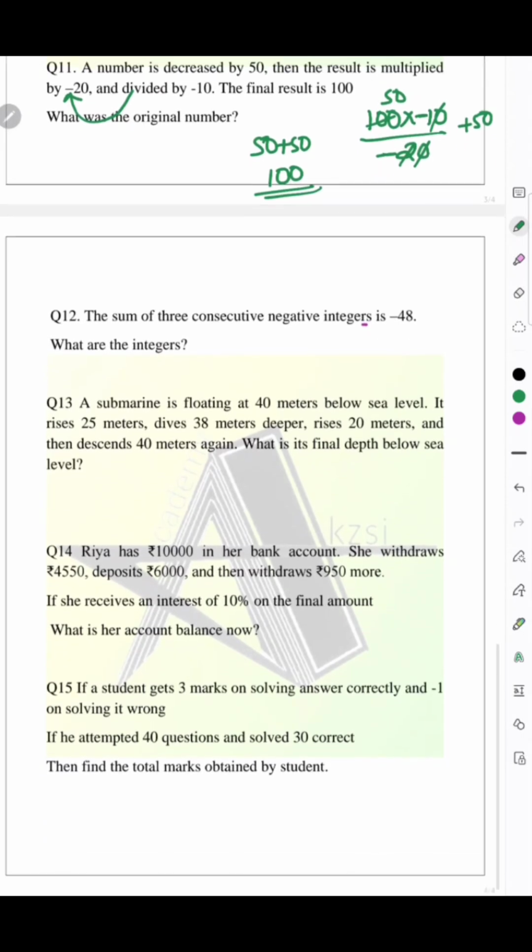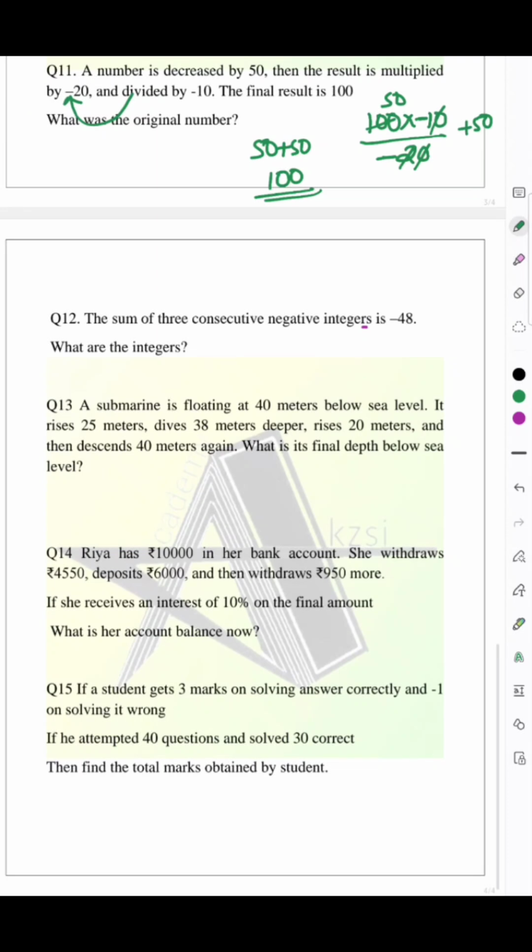Moving on to our last question, which is question number 15. If a student gets 3 marks for solving an answer correctly and minus 1 for solving it wrong, and he attempted 40 questions and solved 30 correctly, then find the total marks obtained by the student. So I'm just making two columns. This is the marks he obtained, and here I'm writing the marks he lost.